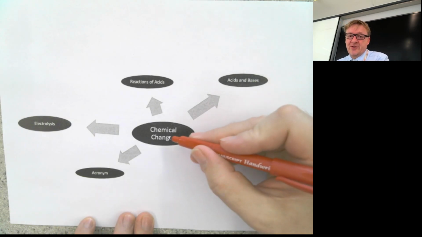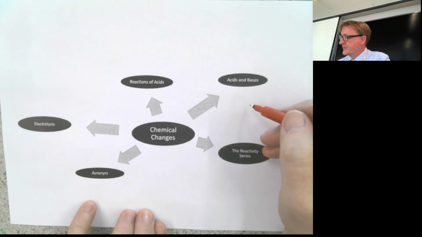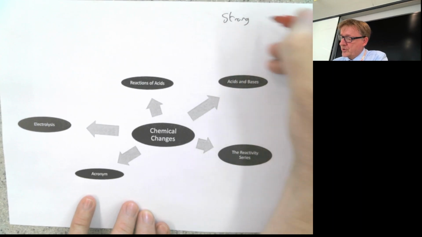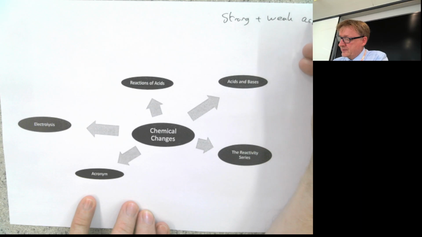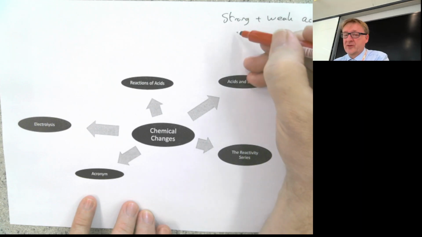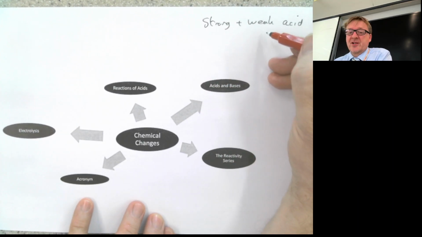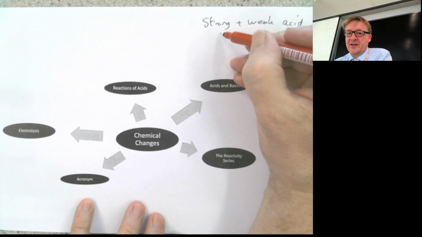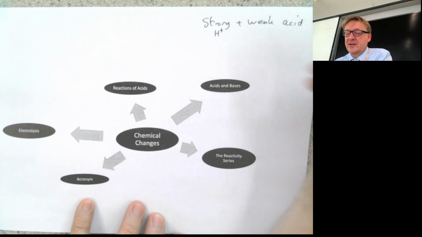The chemical changes unit. So what I'm going to do is go through each one of these individual parts, starting off with acids and bases. You need to know what a strong acid is and what a weak acid is. A strong acid could be something like hydrochloric acid, and a weak acid could be something like citric acid. The big difference between them is that a strong acid is fully ionised, where you've got lots of H pluses, whereas a weak acid will have less.